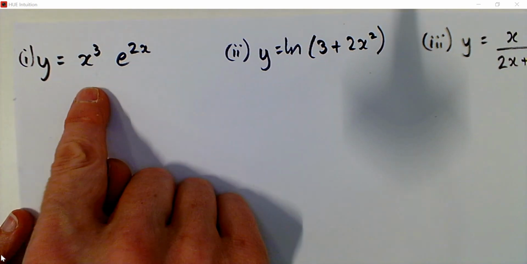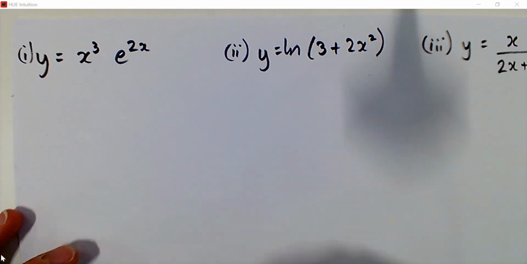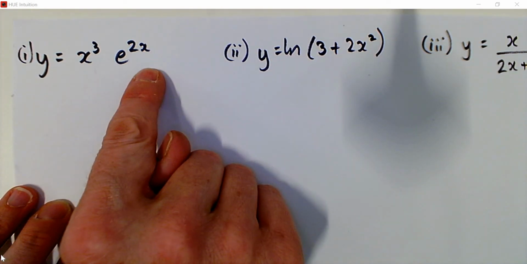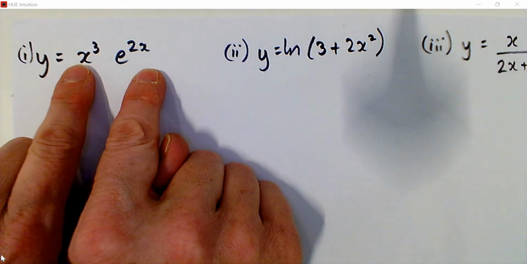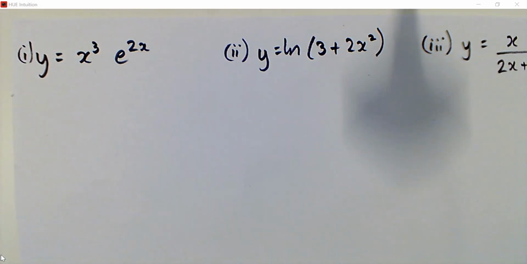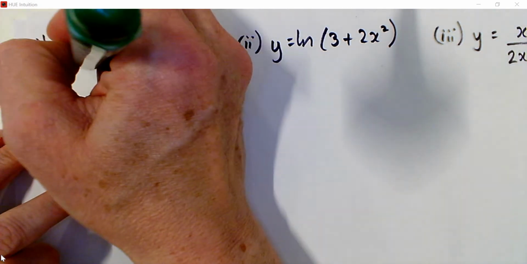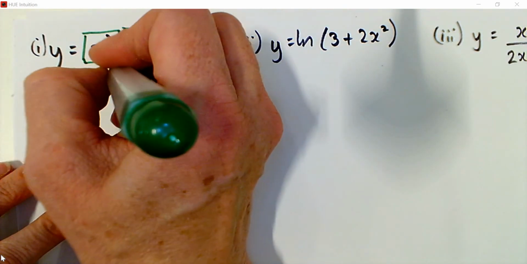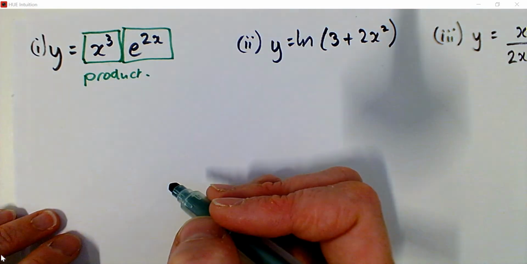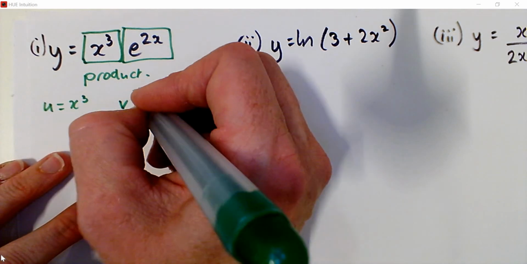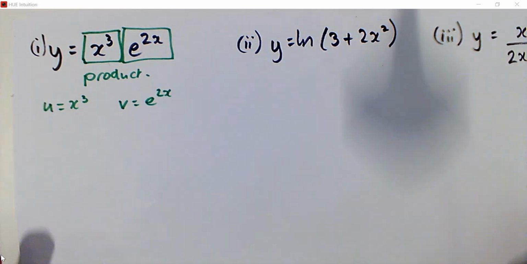So let's look at the first one. What we're going to decide first of all is what rules are going to help us differentiate this. We can't simplify that. We have got 2 functions of x next to each other, so what we have here is a product. That is the product rule, and we would use, say, u is x cubed and v is e to the 2x.